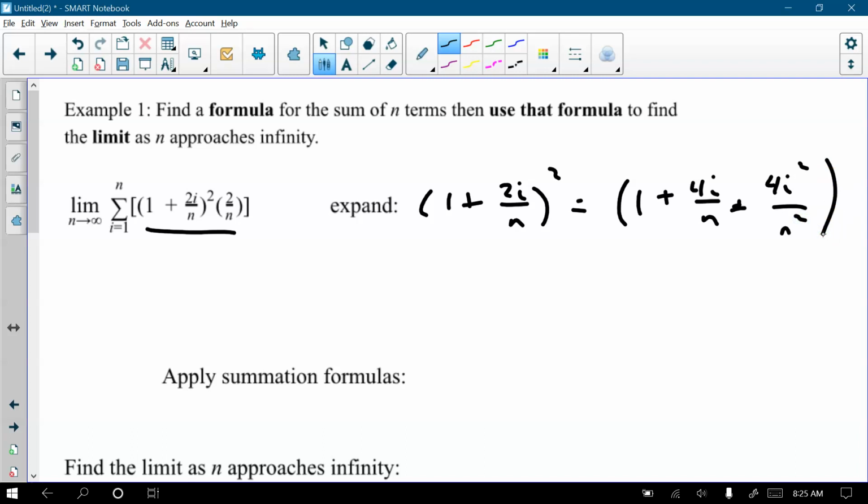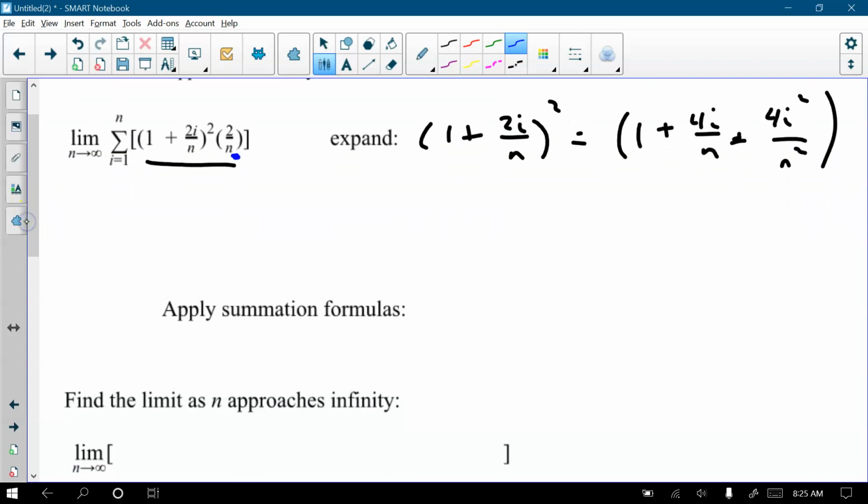Second, I notice that I have this 2 over n here. I'm not going to worry about that. That's just a pain right now, and I don't need to look at that right now. Next, let's do the summation formulas.